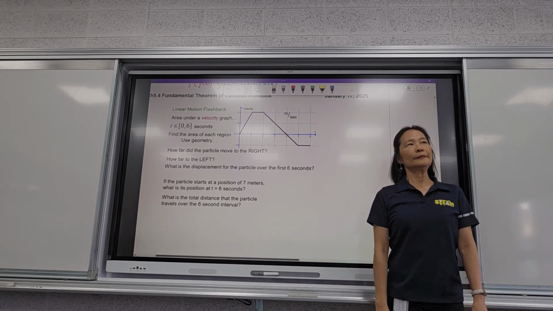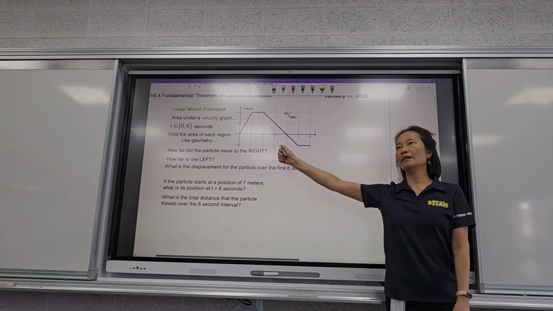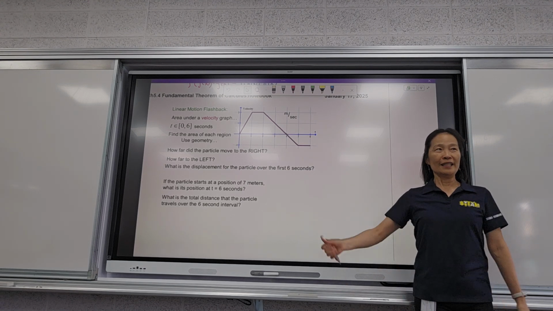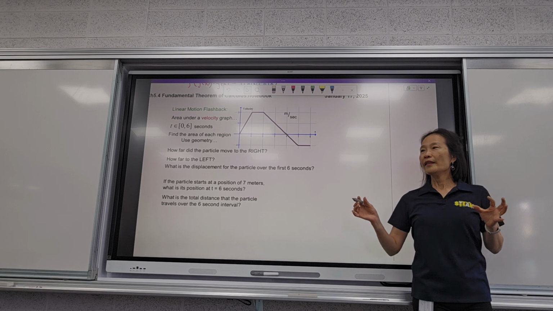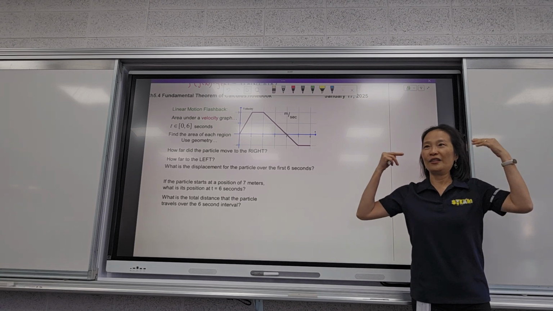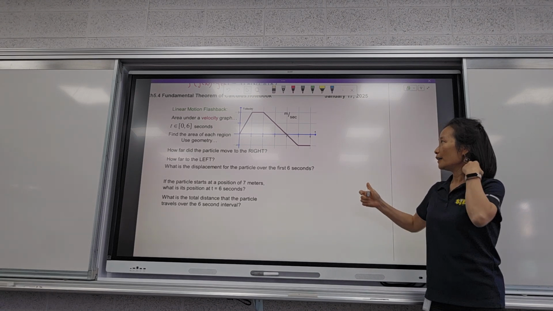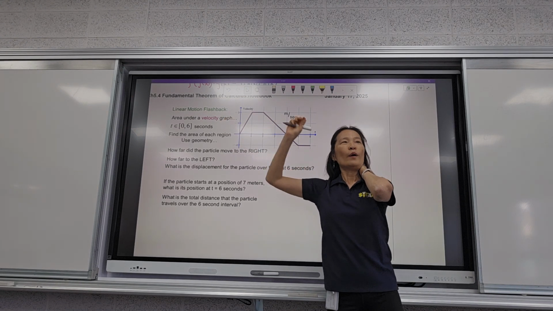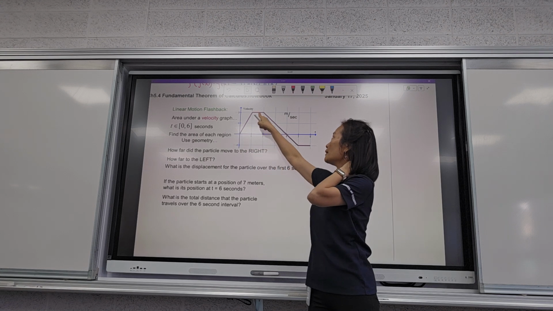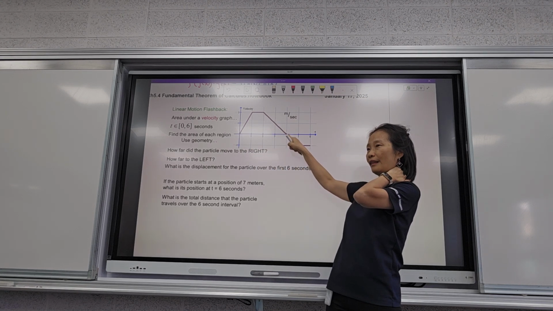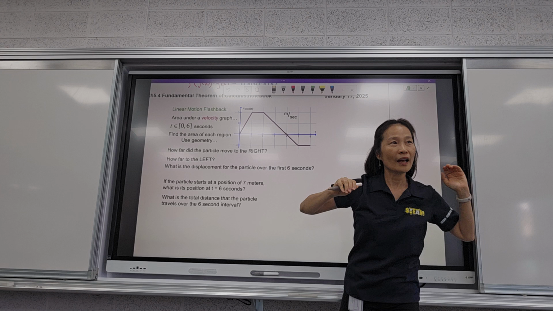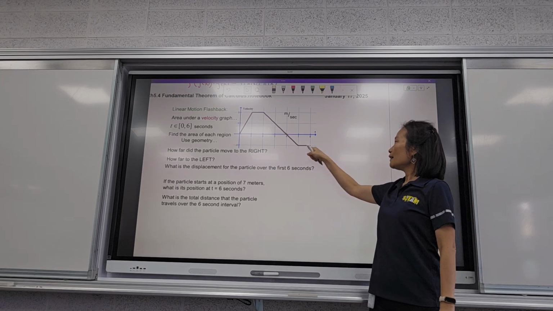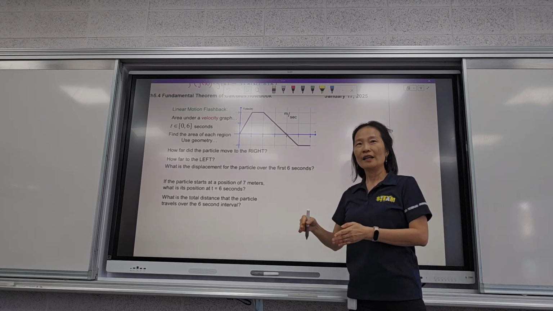A lot of the rate change problems, including the velocity particle motion question, will be in this unit. And everything you learned before, you still need to remember. For example, if I provide this velocity graph, what does it mean when the velocity is positive? The particle is moving to the right. When the velocity is negative, it's moving to the left.